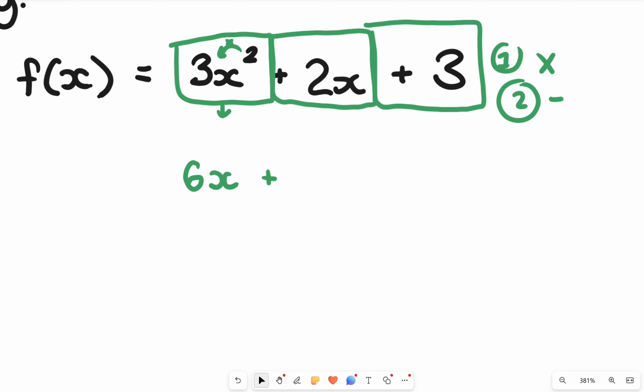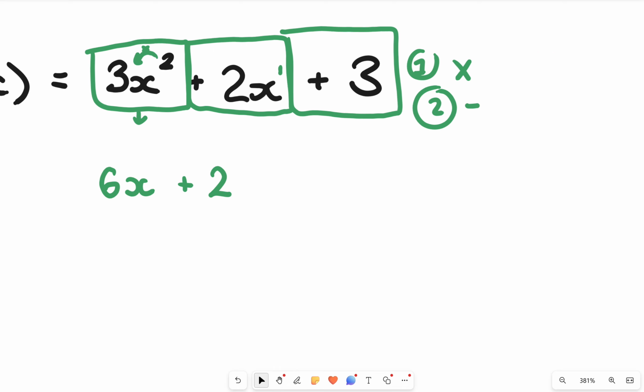We have the positive 2, and we're going to multiply the exponent and the coefficient. Now the exponent in this case is just a 1, so 2 times 1 is 2. But when we subtract 1 from 1, we get 0, so there's no x anymore. The x cancels out. So we just have 2.